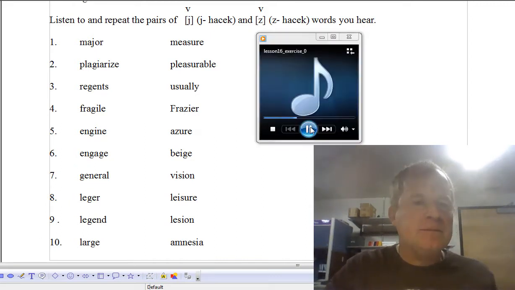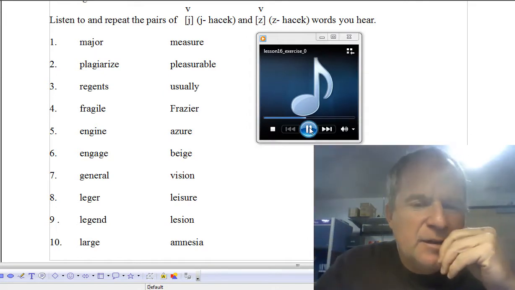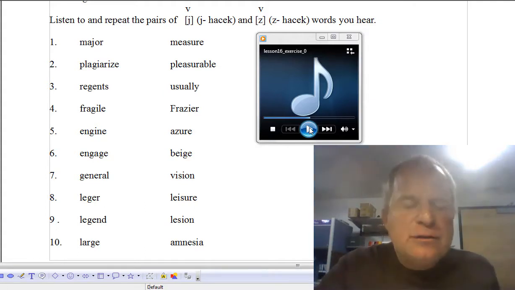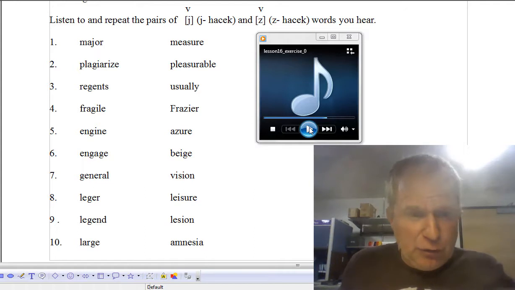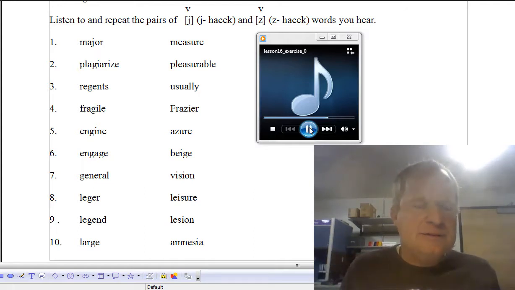Okay, let's keep going. Fragile. Frazier. Engine. Azure. Azure. Azure. Engage. Beige. General. Vision. Okay, first word. General. General. Vision. Layer. Leisure. Legend. Legion. Large. Amnesia.